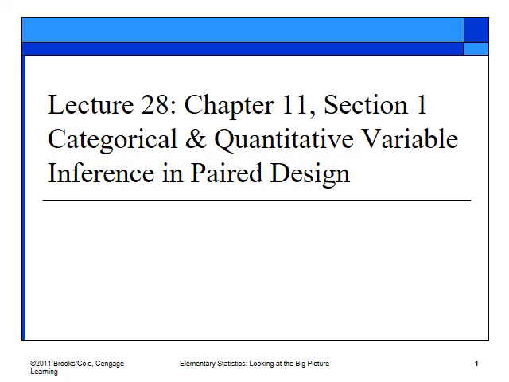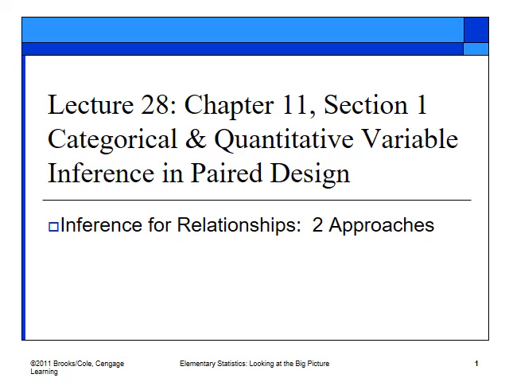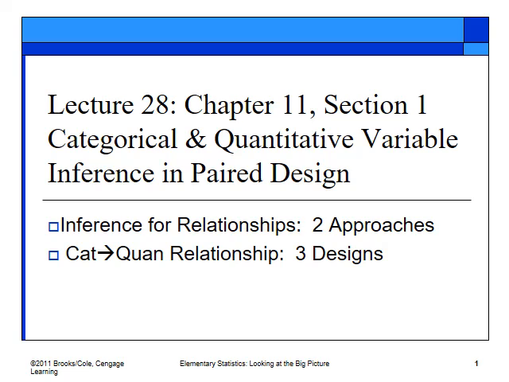This video covers section 1 of chapter 11 on categorical and quantitative variable inference using a paired design. We'll look at different ways we can frame inference for a relationship. We'll talk about the categorical explanatory and quantitative response variable relationship and remind ourselves of the three possible designs.